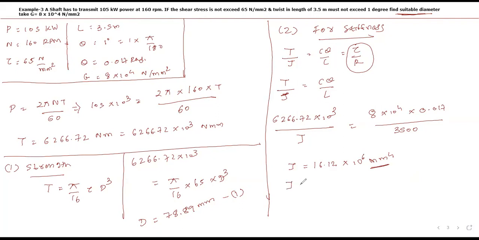We have the equation J equals pi by 32 d raised to 4. Put the value of J in this equation and calculate the diameter. Give me the value of d. Your value will be more like diameter equals 113.21 mm. So basically, we need two values. For the safer side, we will provide the larger diameter. So provide the greater of the two values.